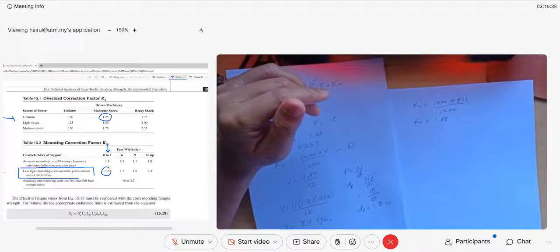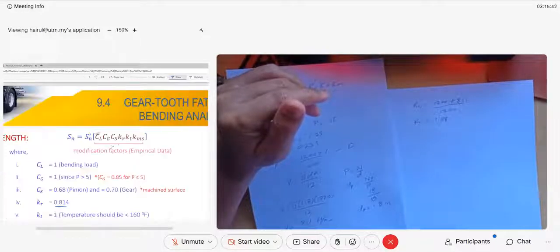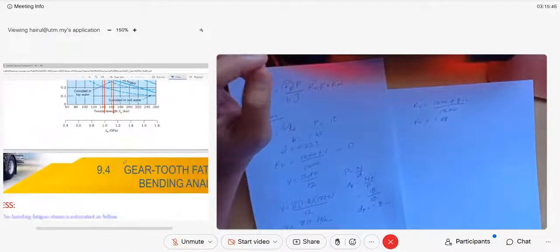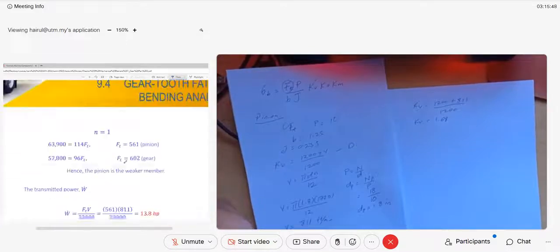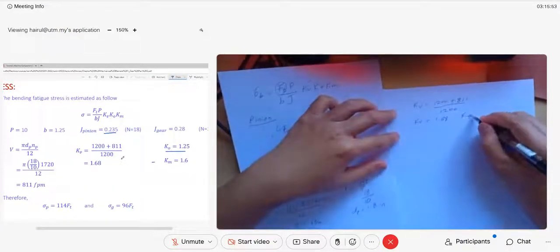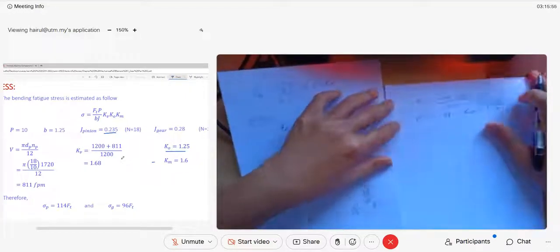But typically the case we use the second one, and it also depends on our phase width. So 1.6 is our KM. Okay, KM is 1.6. So our KM is 1.6. So we put in the value.